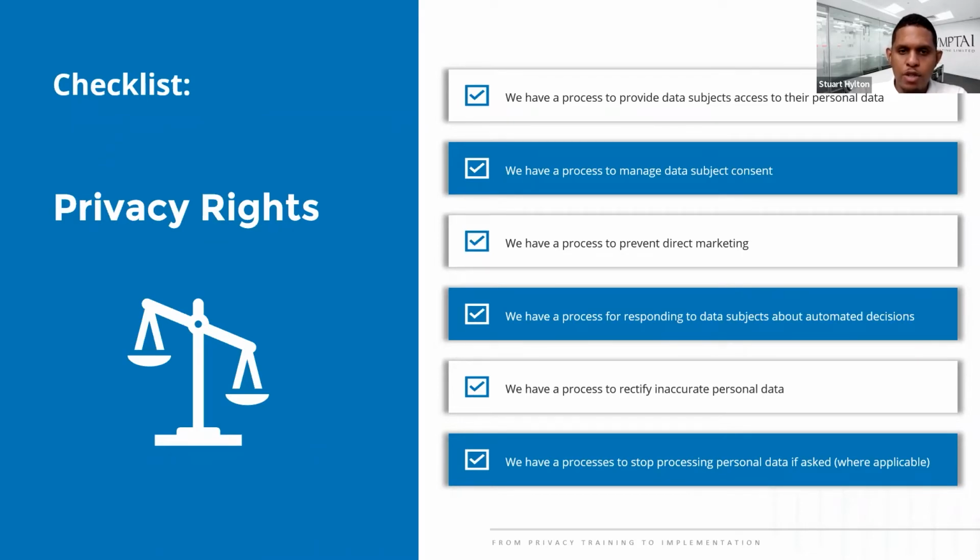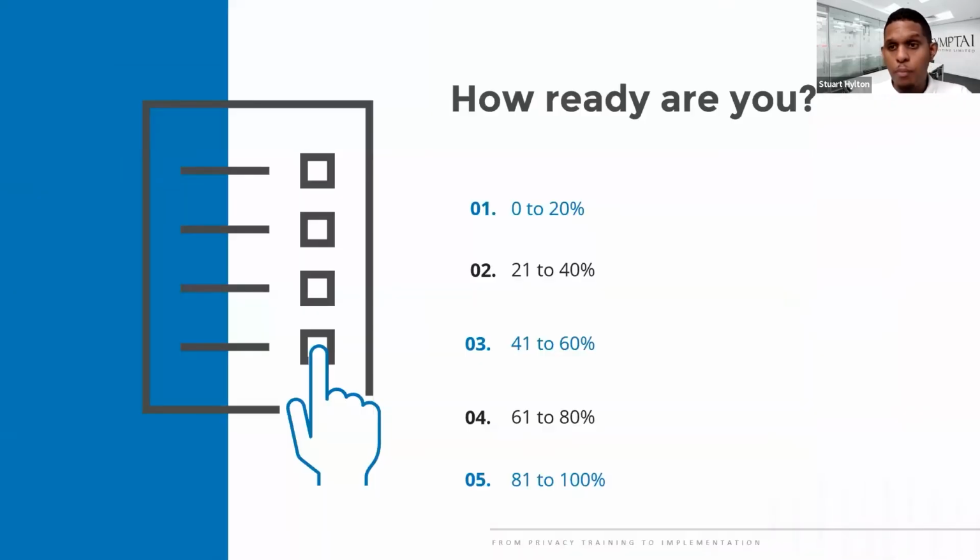We have a process to rectify inaccurate personal data. And lastly, we have a process to stop processing personal data if asked, wherever applicable, because not every instance is going to be applicable. So we're going to have a quick poll based on those items we've checked, where we've checked yes or no, and this is not an exact science.